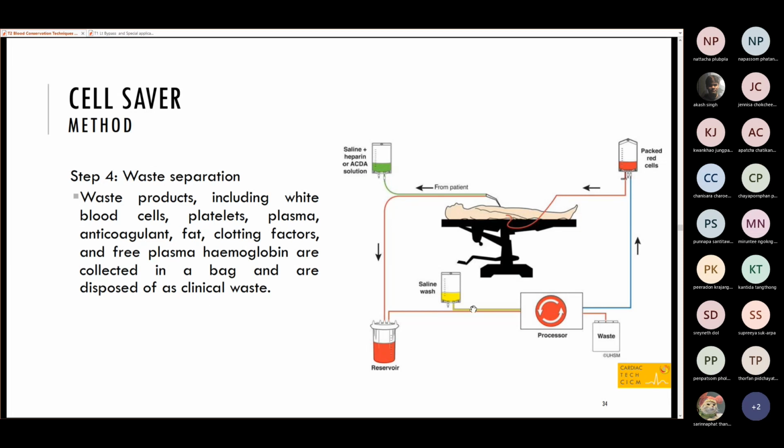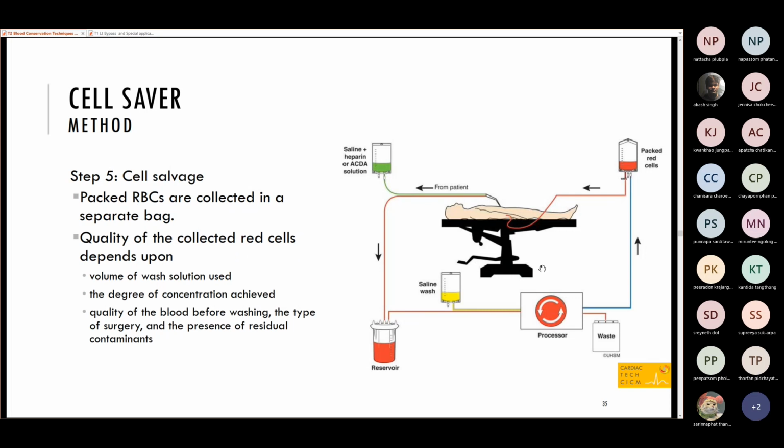But inside the waste product, as I told you, it's not only waste. Sometimes it includes the white blood cells and platelets. We cannot separate the white blood cells and platelets much. Okay. Here is the packed red cell that we collect from the previous step.